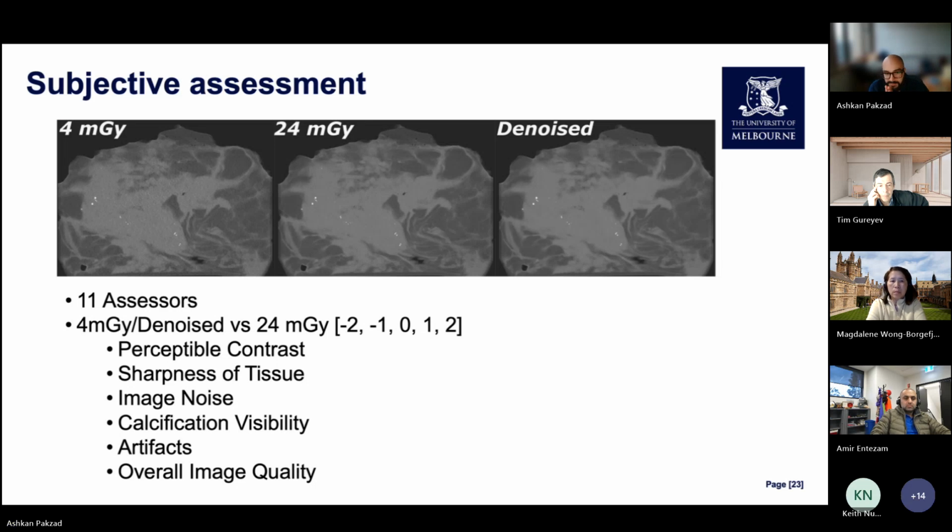So following our objective study, we were also interested in a subjective assessment. So this was facilitated by Thomas and Amir at Sydney. So there were 11 assessors, 4 radiologists, and 7 radiographers and clinical medical imaging scientists. And they considered 6 different criteria to assess these images by. And they were blinded to which was the original low dose and what was the denoised image. And they were asked to give it a rating for each of these categories.